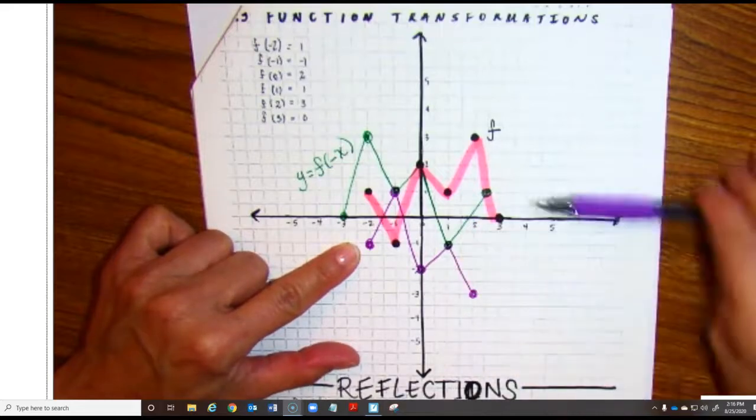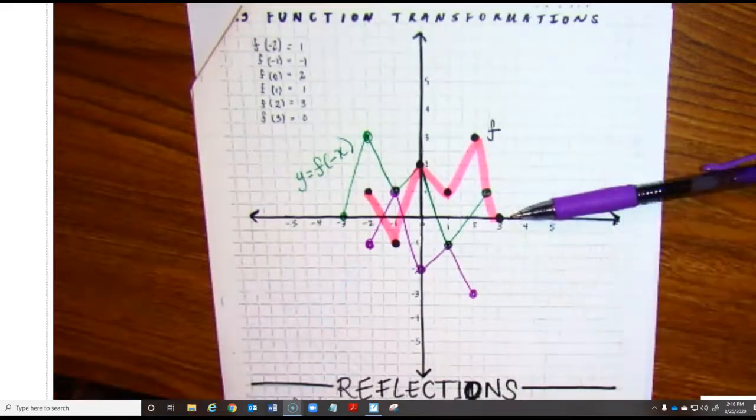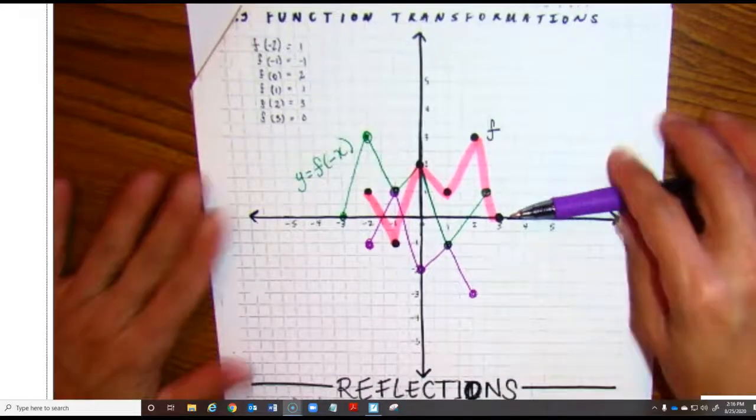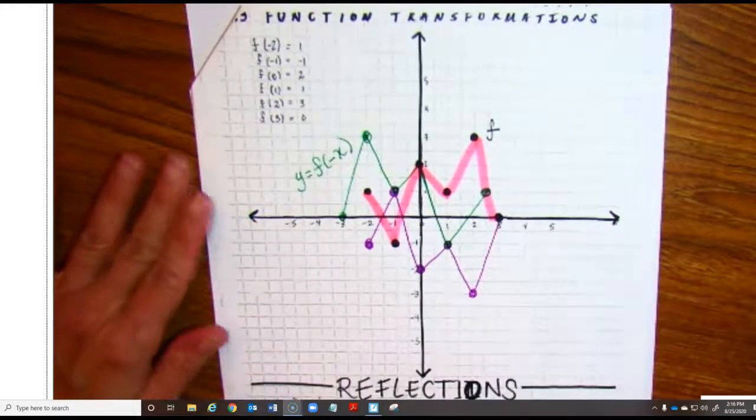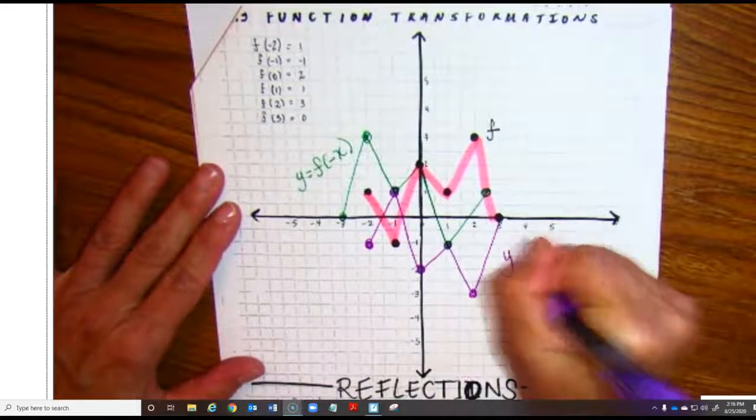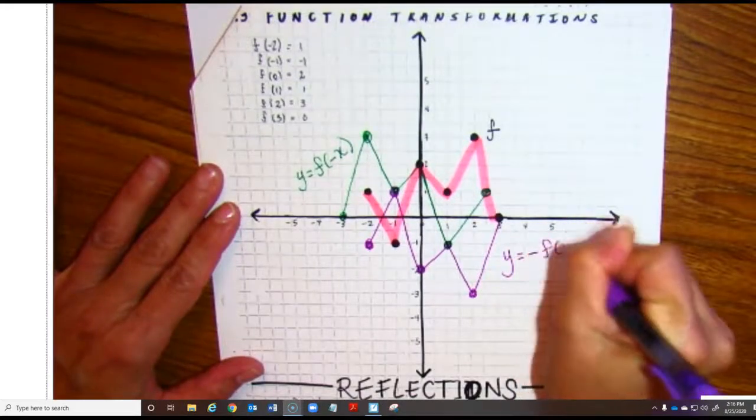And then this is the x-intercept. If you notice, it's not really above or below the x-axis. It just kind of pivots around the axis itself, so it stays exactly where it is. It does not change. So this is y equals a negative f of x.